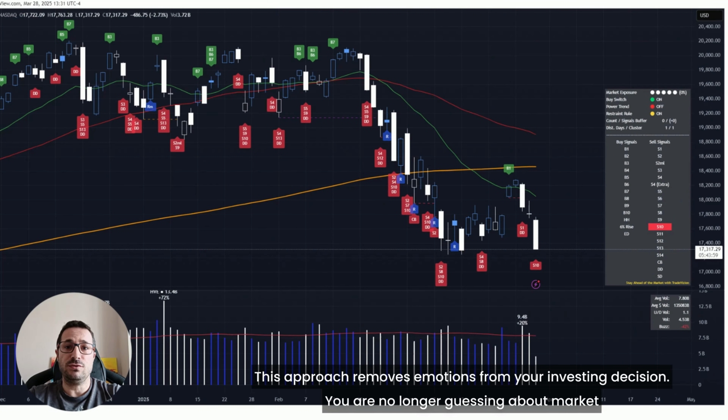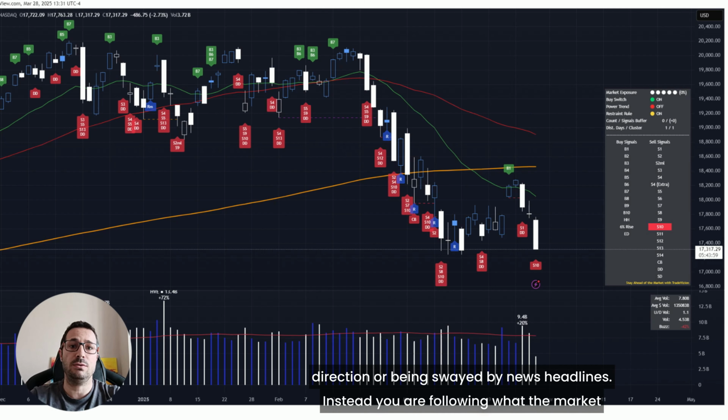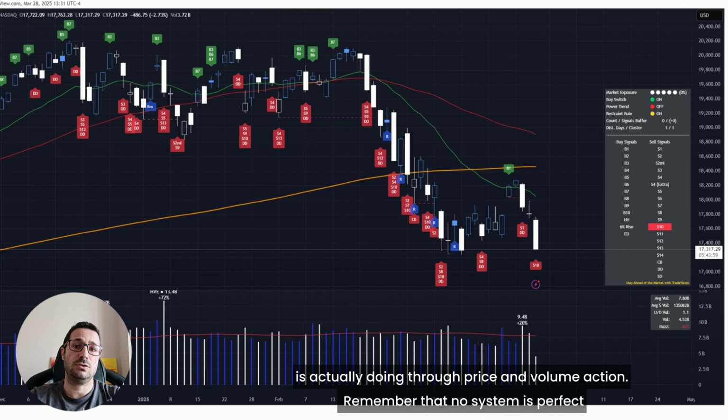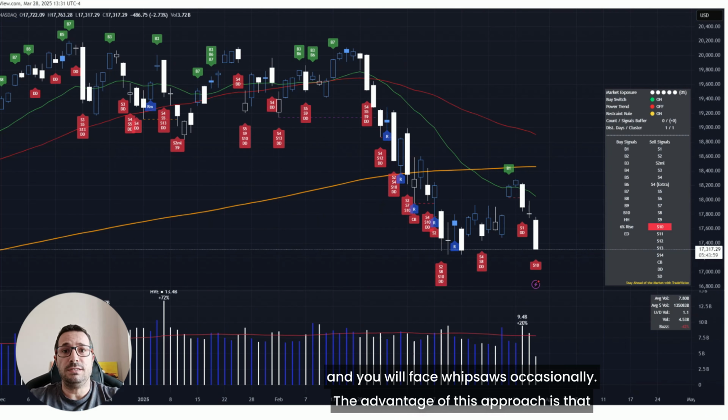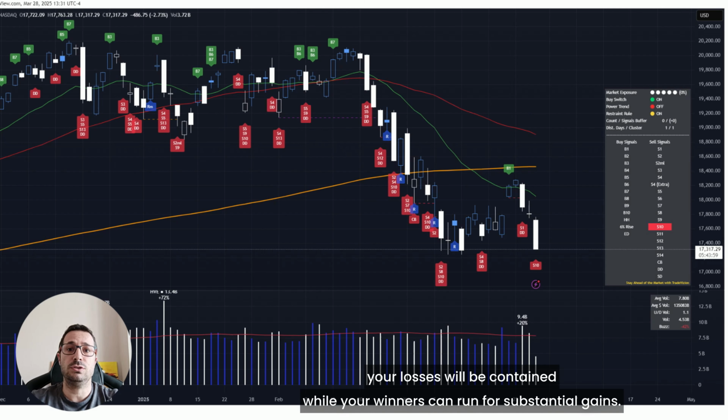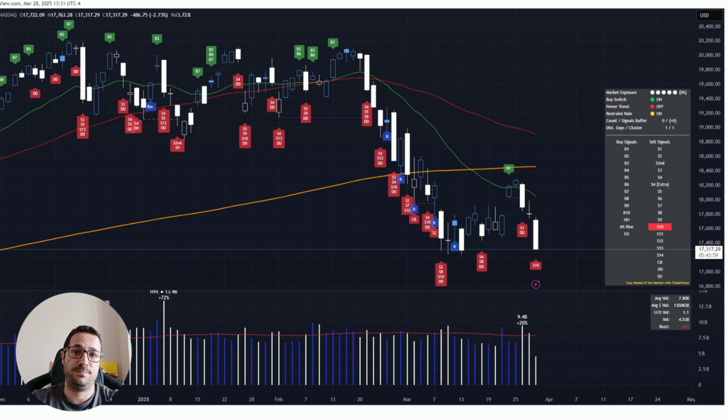This approach removes emotions from your investing decisions. You are no longer guessing about market direction or being swayed by news headlines. Instead, you are following what the market is actually doing through price and volume action. Remember that no system is perfect and you will face whipsaws occasionally. The advantage of this approach is that your losses will be contained while your winners can run for substantial gains.